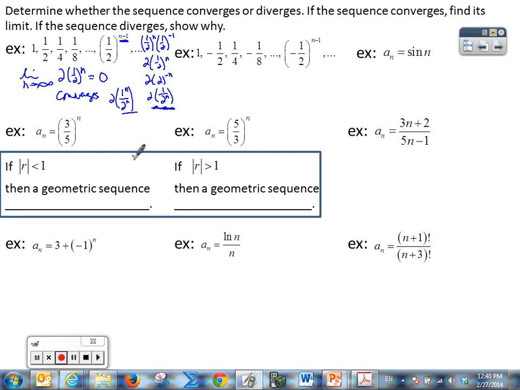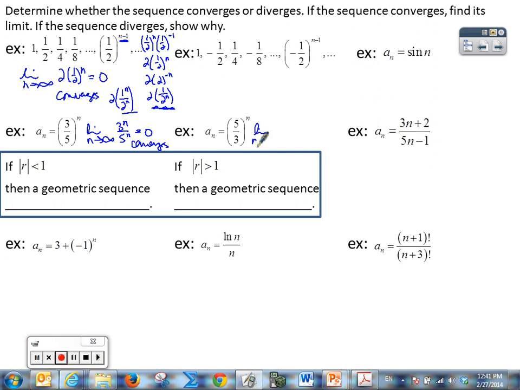Let's do this one here underneath, and I'm going to work this one using the rates of growth. If we have 3 to the n over 5 to the n, is the numerator or denominator going to grow faster? The denominator, so this is going to tend to 0. So this one converges. Okay, let's do the one right next to it.